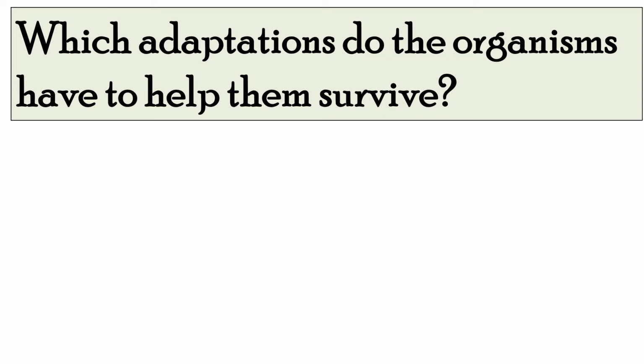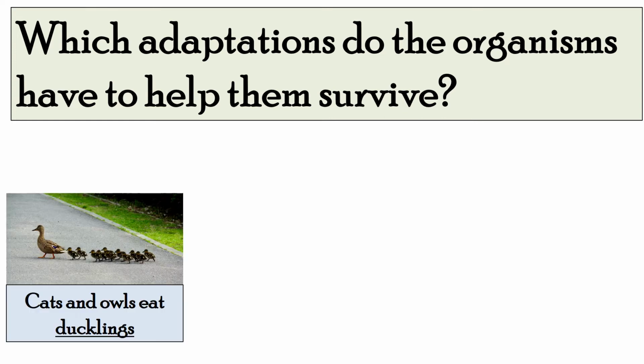So let's just have a look through some various adaptations that organisms have. I'll show you these, and you can have a think about why they might benefit the organism. So there's the first one. Cats and owls eat ducklings. If the ducklings have this behaviour where they follow their mother, that's going to lead to protection and less chance of them dying off. Whereas if some have a mutation which means they wander off, then they might not survive.